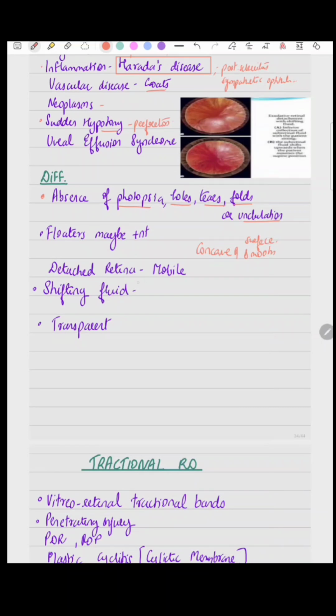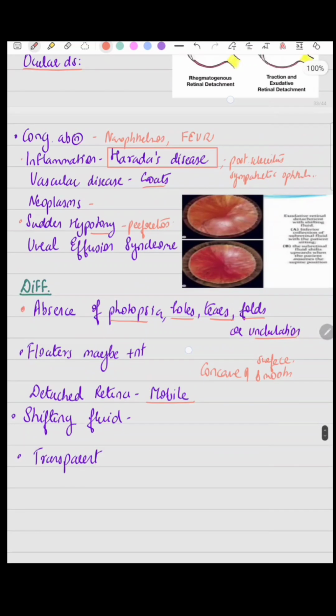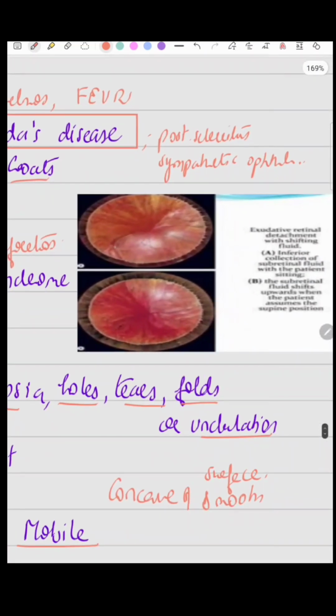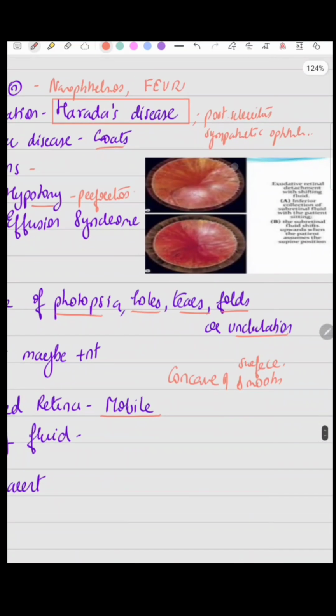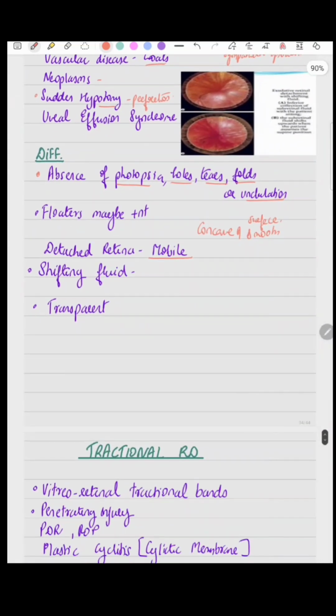The detached retina is freely mobile, and there is shifting fluid. Here, in exudative RD, see the inferior collection of subretinal fluid when the patient is sitting, and then the subretinal fluid shifts upward when the patient assumes the supine position. Shifting fluid changing its position with gravity is a hallmark of exudative RD. Then on transillumination, rhegmatogenous RD is transparent while exudative RD is opaque.